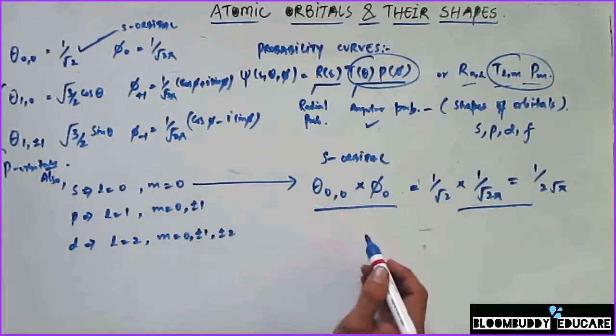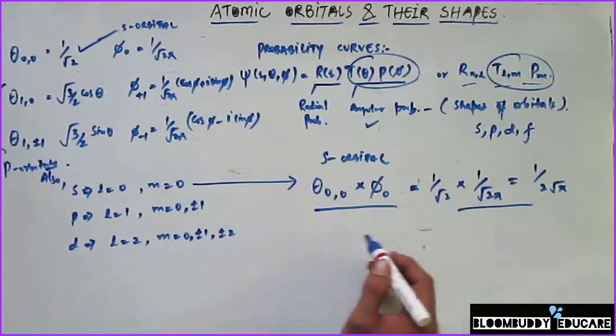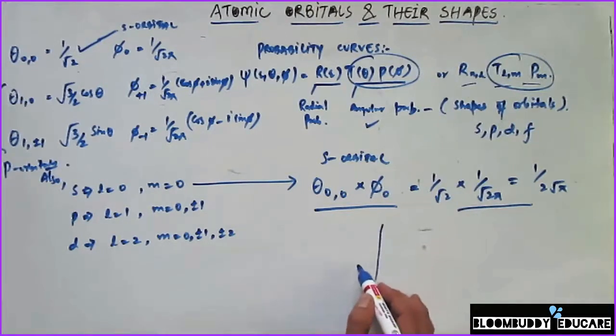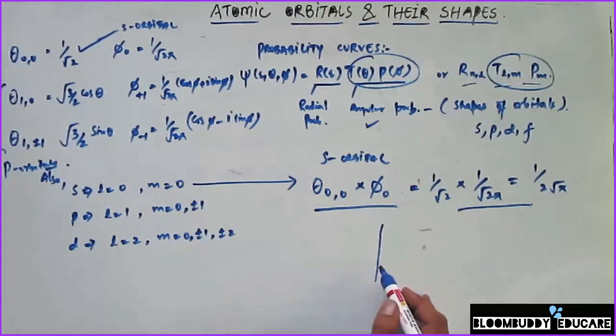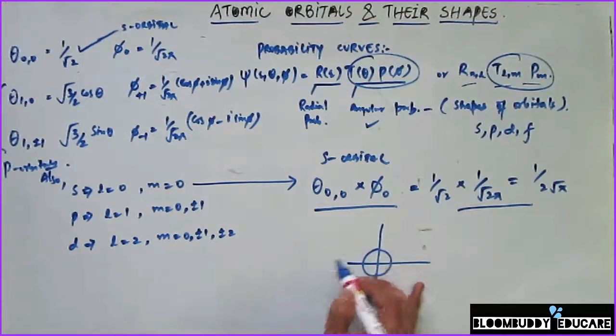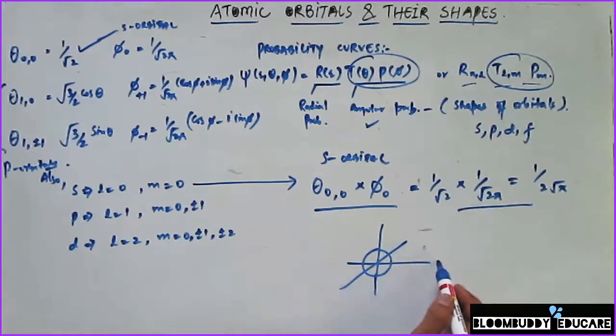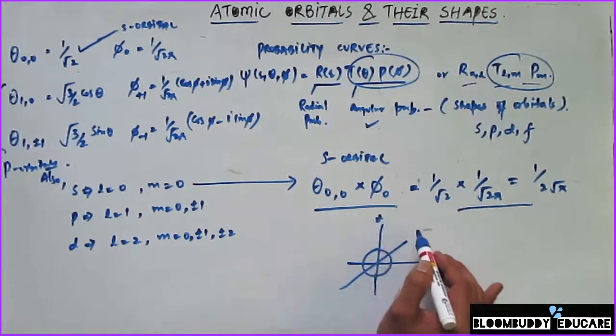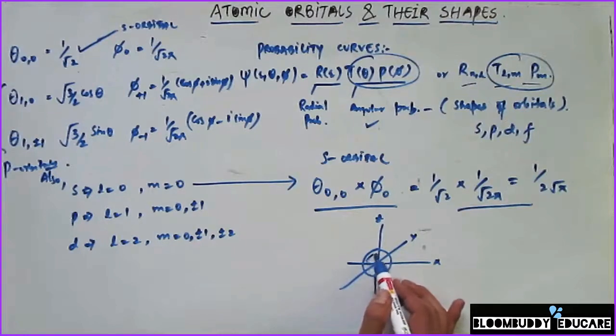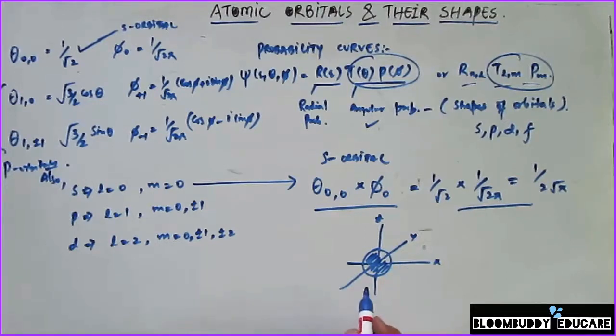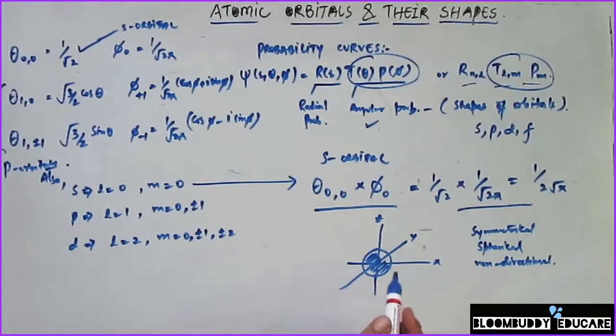Theta and phi are the two angles. So that means the s orbital is always going to be symmetrical in shape. If I try to draw an s orbital, it's always going to be symmetrical in shape like this in all the axes. So this is x, z and y axis. So this becomes the s orbital. That's why we always say that the s orbitals are non-directional and they are spherical and they are symmetrical. So this concludes the s orbital shape.